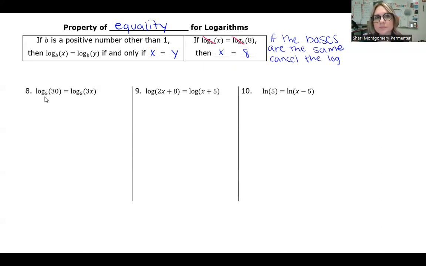For question 8, are the bases the same? So let's mark off the log part and we can set the stuff equal. How can I get X by itself? Yep, divide by 3. What's 30 divided by 3? 10.